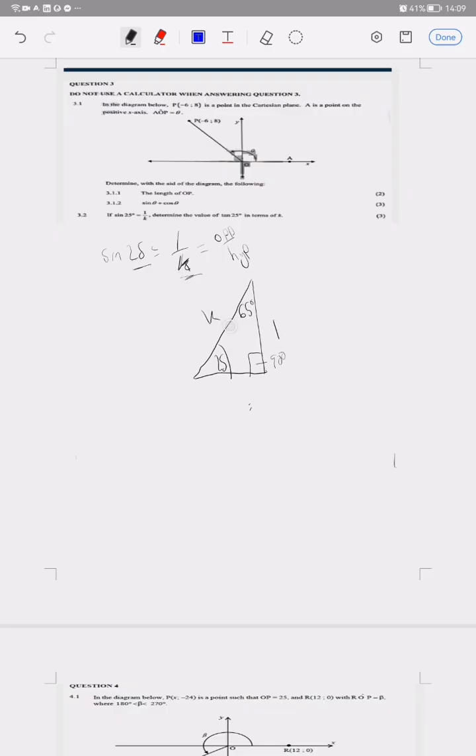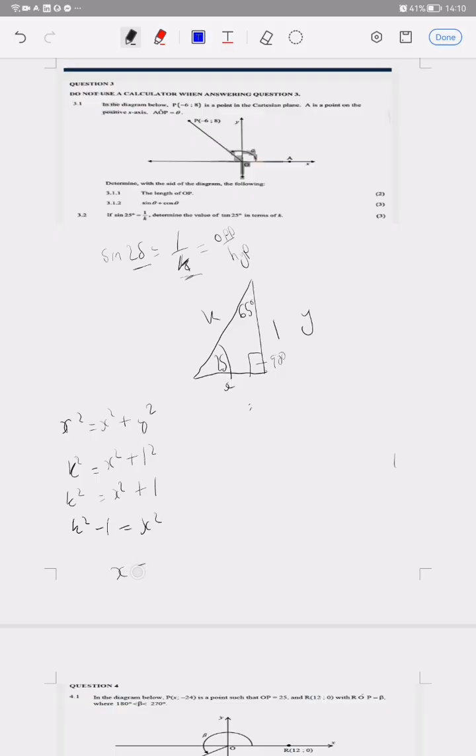Remember what we said: this side is represented as y, and this one is represented as x. So I need to find x. I'm going to say r squared is equal to x squared plus y squared. So this will be k squared is equal to x squared plus 1 squared, which is k squared equals x squared plus 1. k squared minus 1 is equal to x squared.